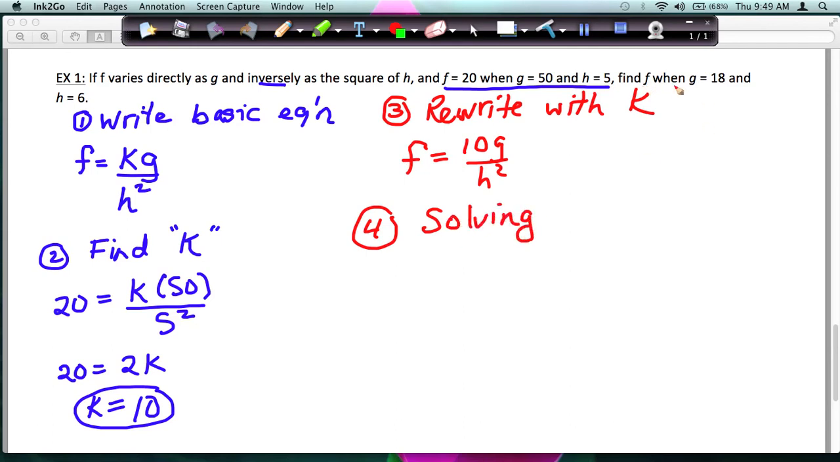So this says find f when g equals 18 and h equals 6. So I go to that equation we found, and I'm going to plug in 18 for g and 6 for h. And you plug this into your calculator, you get 180 divided by 36, and you get 5. So that's your solution.